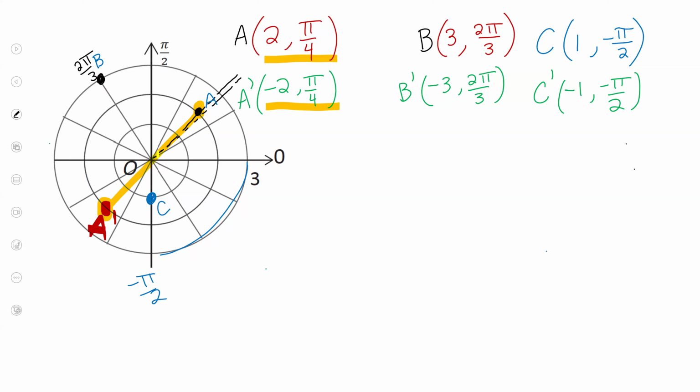Next one, I'll highlight it for you. Negative 2, pi over 3. Well, 2 pi over 3 is right here, but we're going to go back negative 3. So instead of being here, I will be right here. So this is where B prime is. Negative pi over 2, that's this angle, but I'm going to go back negative 1, so I will be right here. That is where C prime is.